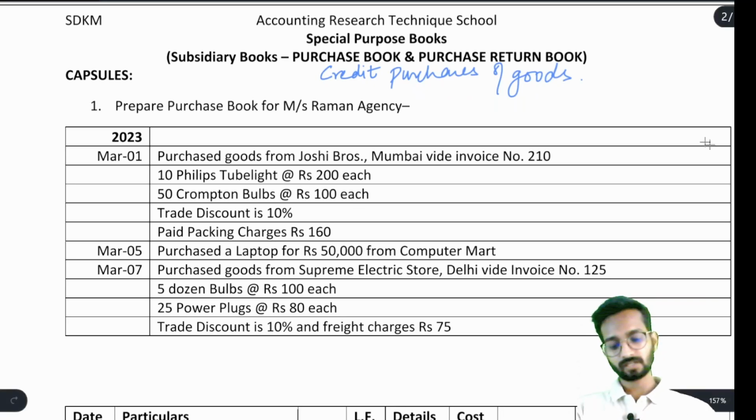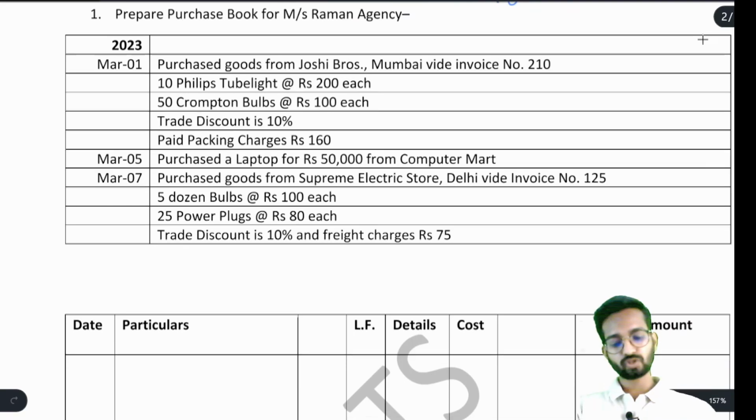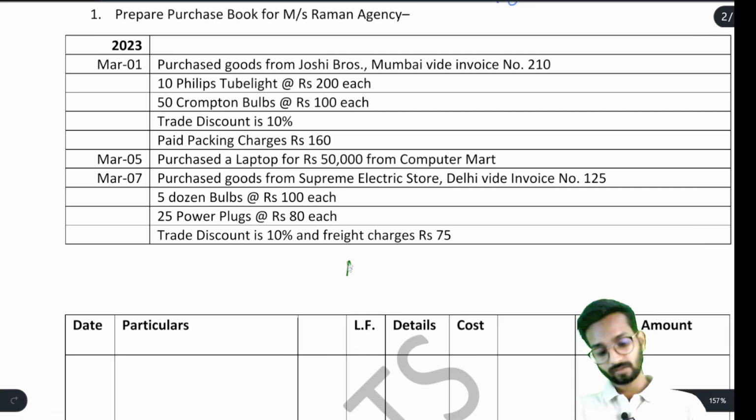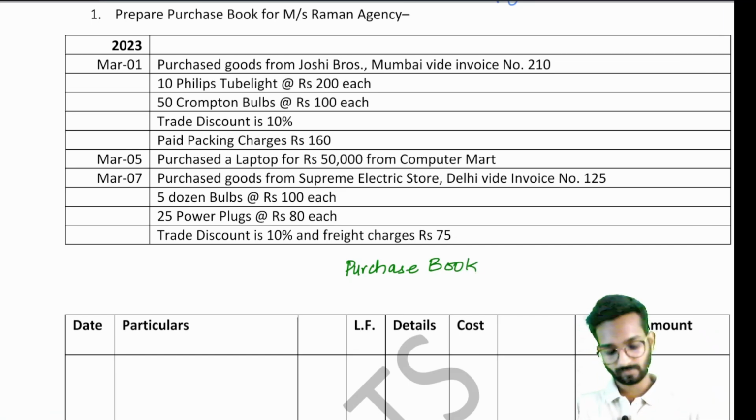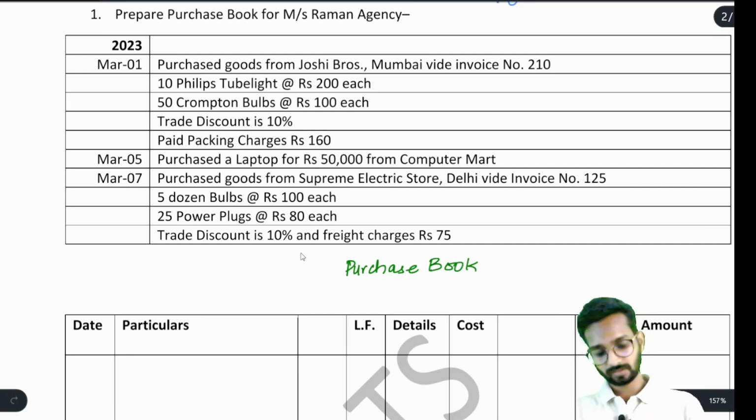Now, what does the question say? For Raman Agency, we are supposed to prepare purchase book. Purchase book format is given here. Purchase book. And we will write above, in the books of Raman Agency.